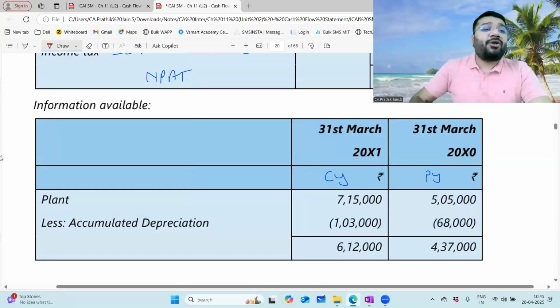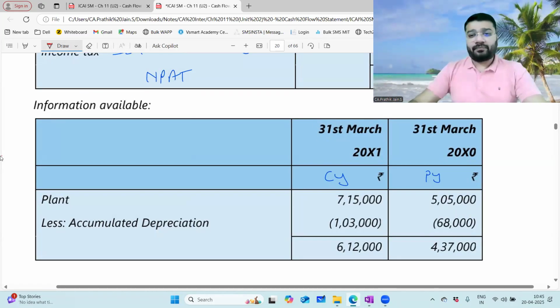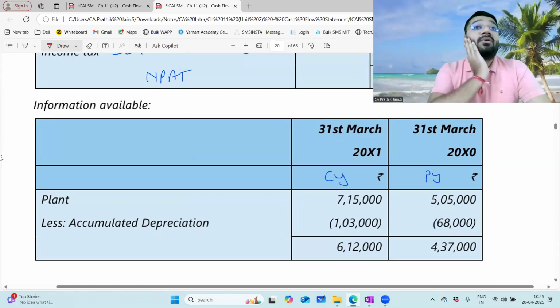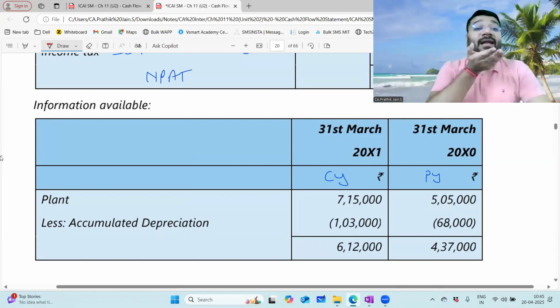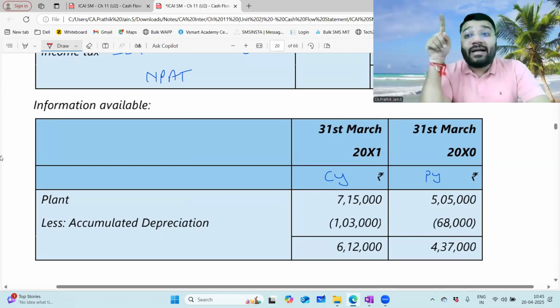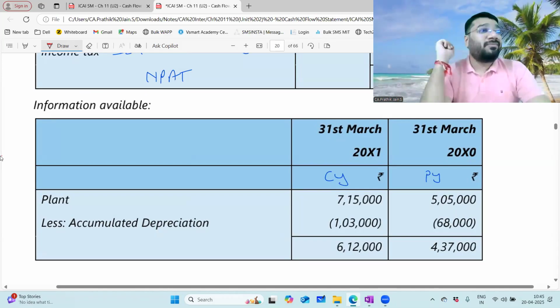Plant less accumulated depreciation they've given. My question goes to all of you. What method have they followed to account the depreciation? Provision for depreciation method. How do we say provision for depreciation method? We have an accumulated depreciation ledger. When the depreciation is recorded in the accumulated depreciation account, it means depreciation is not recorded in the asset account. So what method is this? Net method or gross method?